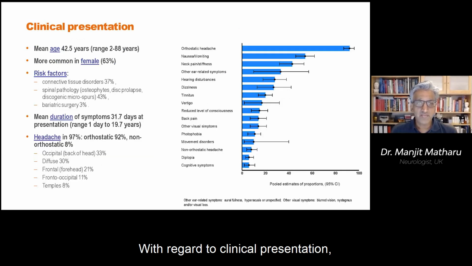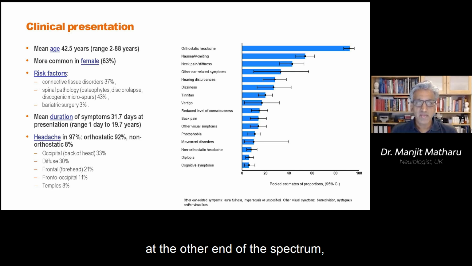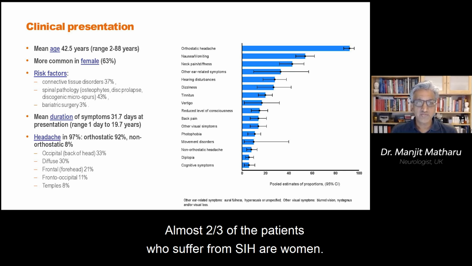With regard to the clinical presentation, our results showed that the mean age of presentation was 42.5 years. However, there was a very wide range, with children as young as 2 years presenting with SIH. At the other end of the spectrum, an 88-year-old patient presented for the first time with SIH. SIH is more common in females. Almost 2/3 of the patients who suffer from SIH are women.